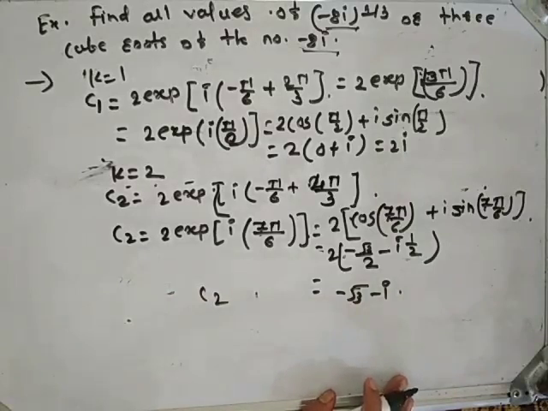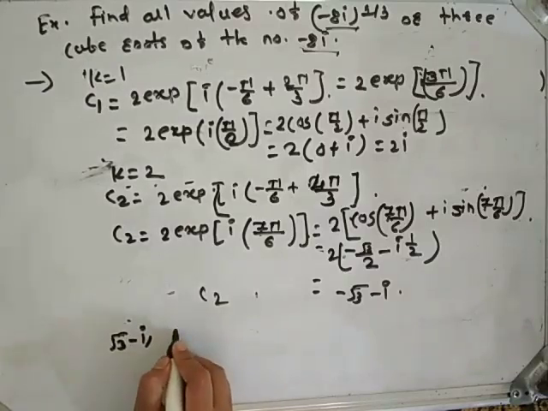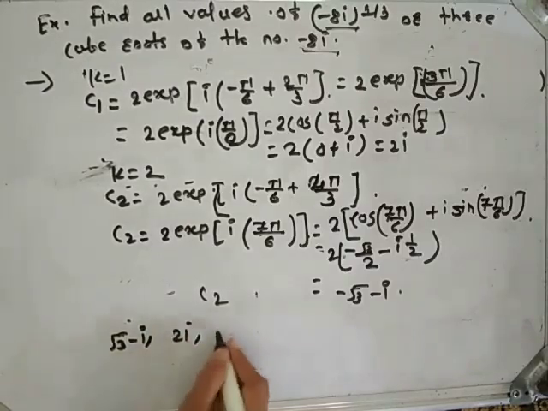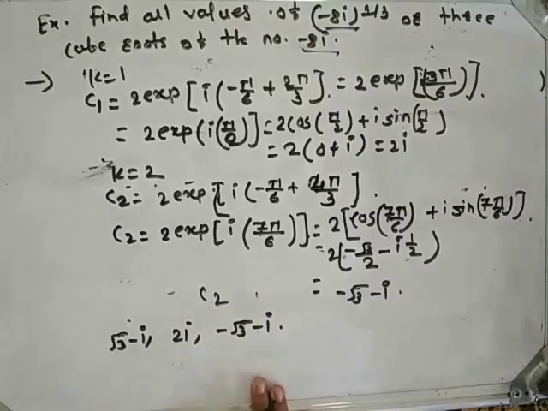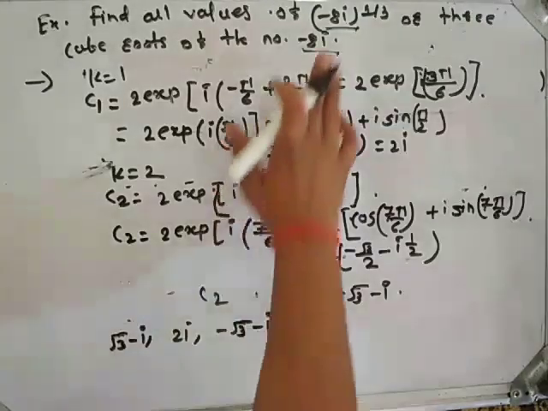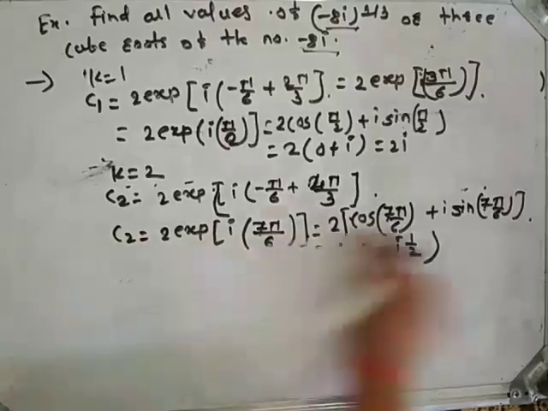These are the roots of the complex number: the first root is root of 3 minus i, the second root is 2i, and the third root is minus root of 3 minus i. These are the three cube roots of minus 8i. Okay, very simple. Now we will take one more example.